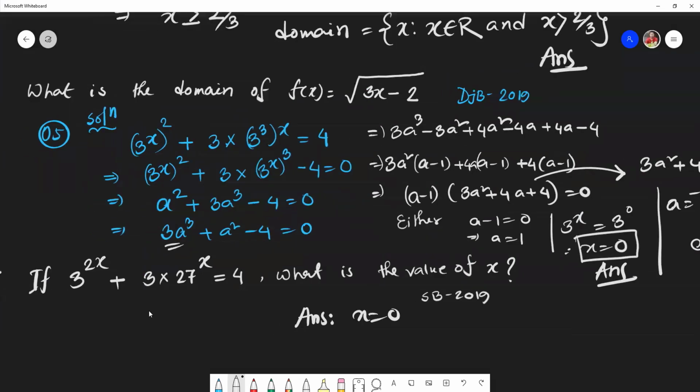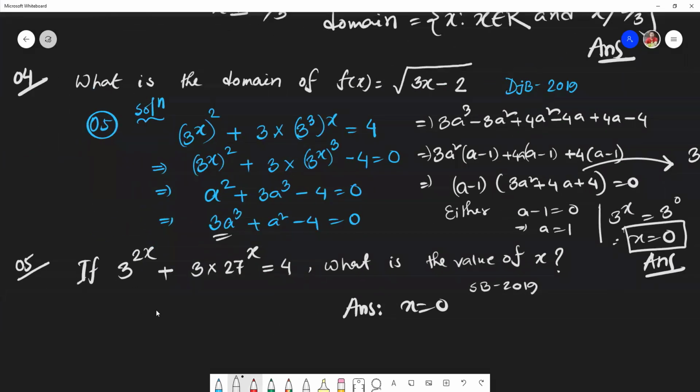Another method, from the option you can input the value. Suppose a is 1, b is 0, c is 2, and d is minus 1. So now you can apply the value from the options. If we apply the value 0, what will be the result? 3 times 0 means 1. So here 3 multiply 27 to the power 0 means 1. So 1 plus 1 equals to 4.